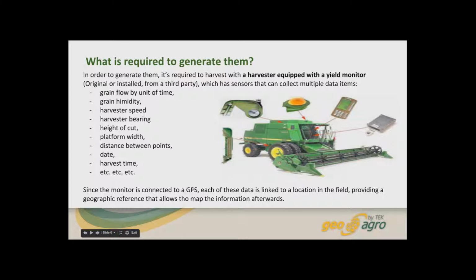All of this data is linked to a location because everything is connected to a GPS. So this is what allows us to map all the information as we move forward. So we have all these sensors that will basically be able to record each and every one of these variables.